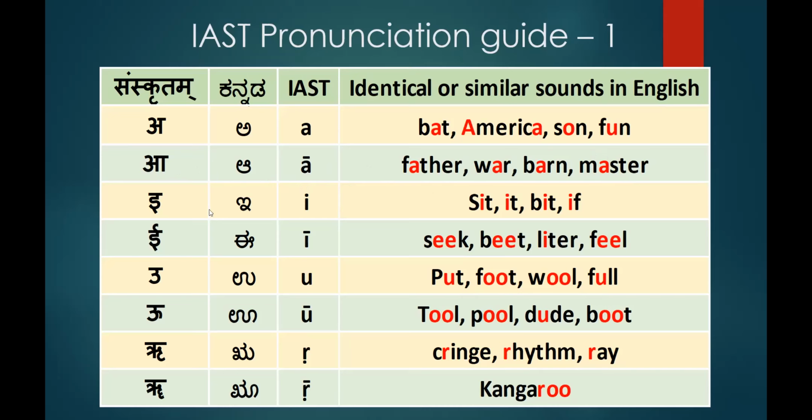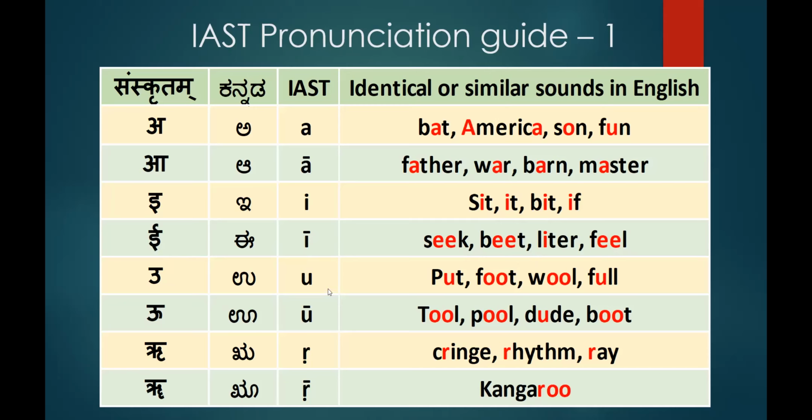So let us look at E. It is represented by I in transliteration. Let us look at sit, it, bit, if. They all have the sound E. The highlighted letters have the sound E. So that is what we are looking at when we look at English transliteration. That sound is what you need to produce. E, that is represented by I with a bar above. Seek, beat, liter, feel. So you are saying E, that's a long vowel.